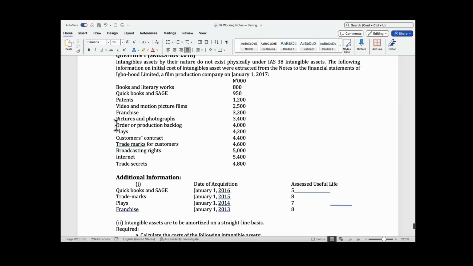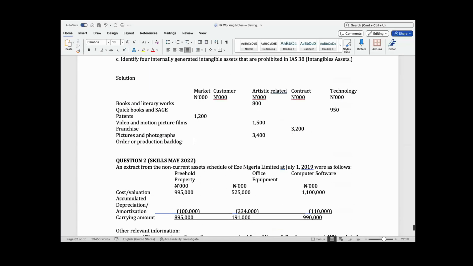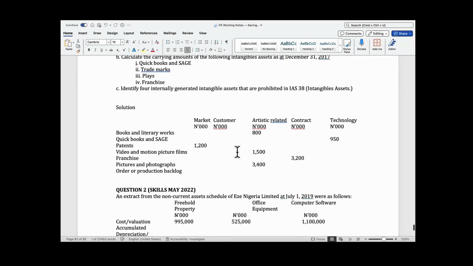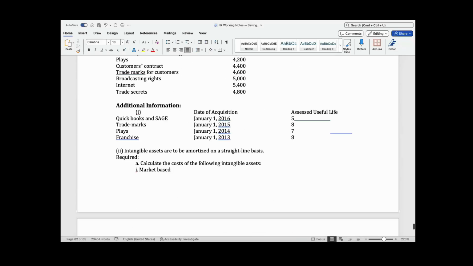Okay. What about order or production backlog? This is like market. Order, yeah, production. Market, yeah. Yes, you can go for customer base too, because it has to do with our customers. People have placed orders that we have not delivered. Yeah, so customer.